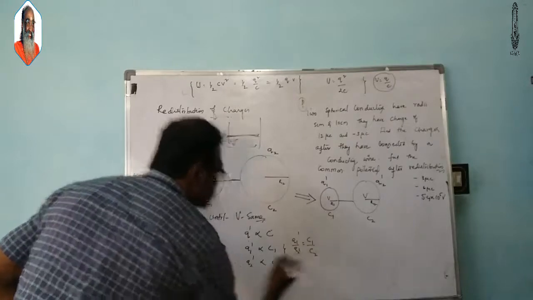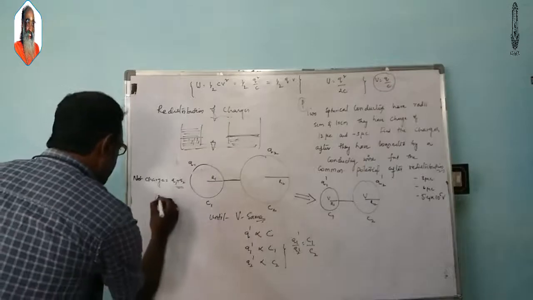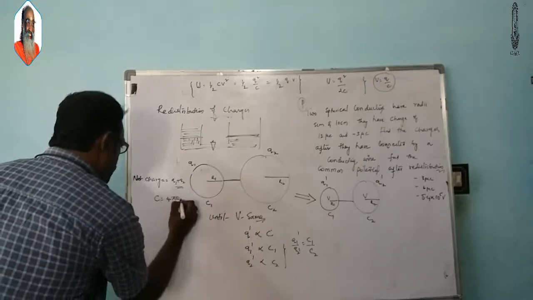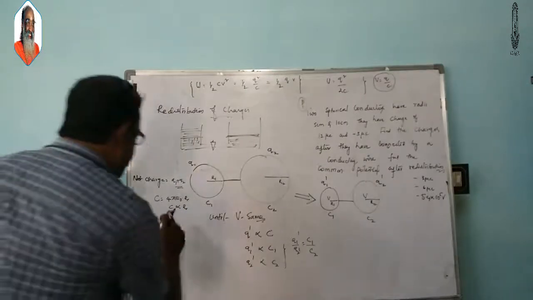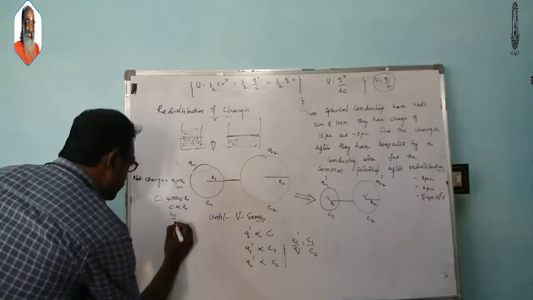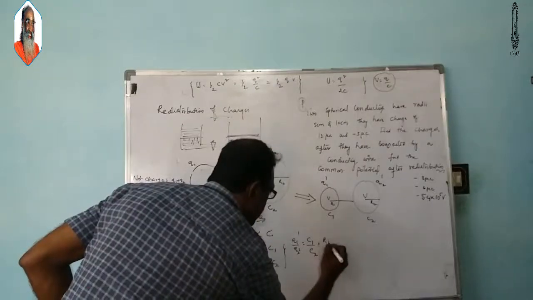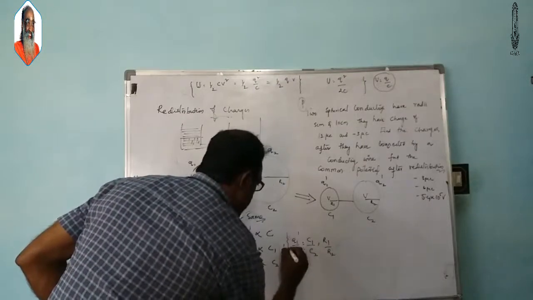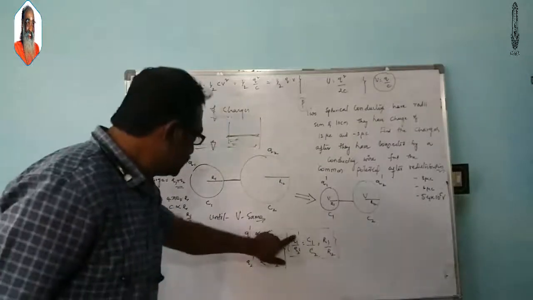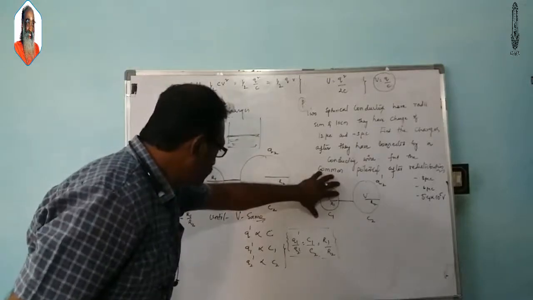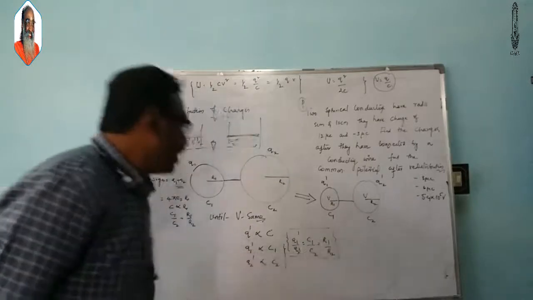Because these are spherical conductors, you know the capacitance is 4 pi epsilon naught times the radius, so C depends upon the radius. Because C depends upon the radius, C1 by C2 is equal to R1 by R2. So now we have a good expression for our applications: Q1 dash by Q2 dash is equal to C1 by C2, and that is equal to R1 by R2.